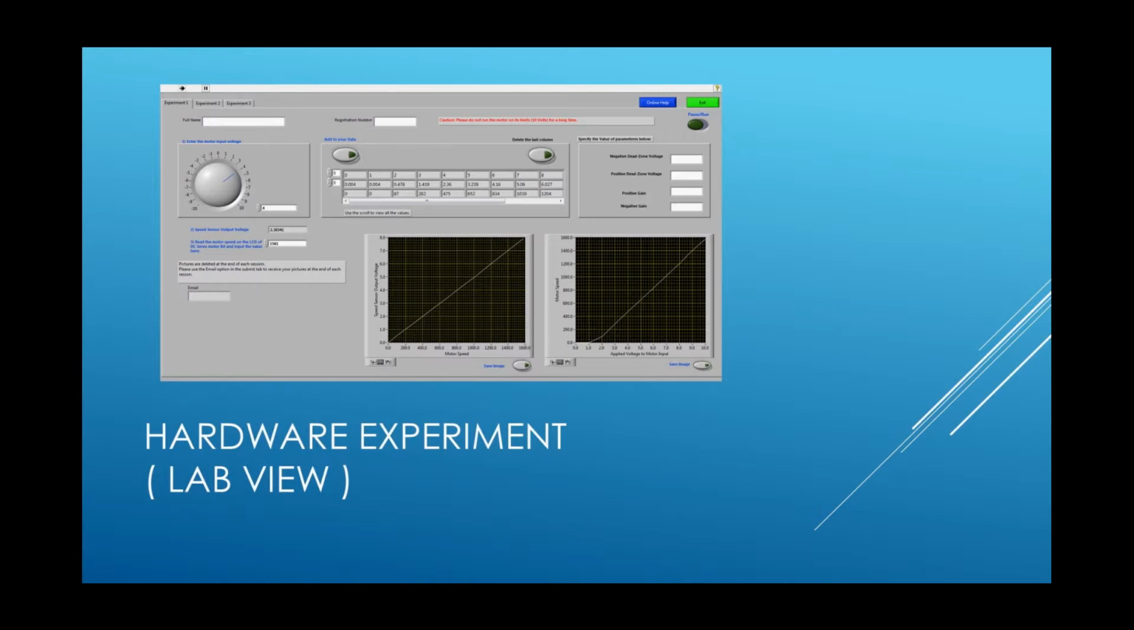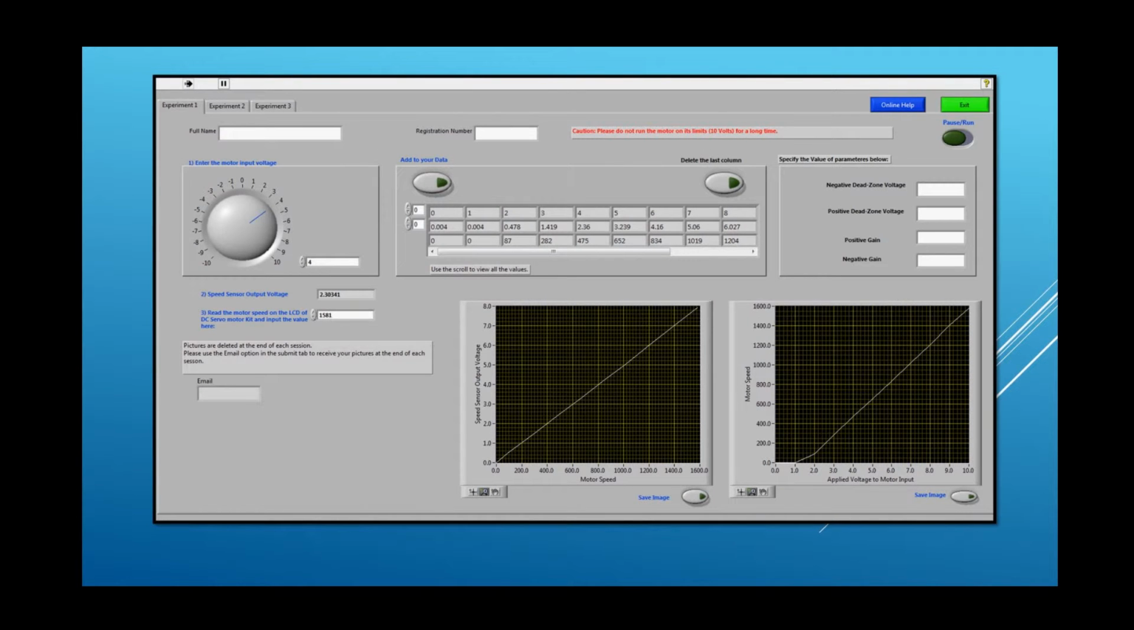After finishing the simulation on MATLAB, let's move to the hardware experiment. The hardware experiment is done with the LabVIEW programming software. By turning the knob on the user panel, the input voltage to the DC servo can be changed. The data for the positive input voltage will be collected first. As shown on the table, the first line is the input voltage, the second line is the speed sensor output voltage, and the third line is the rotational speed of the motor.